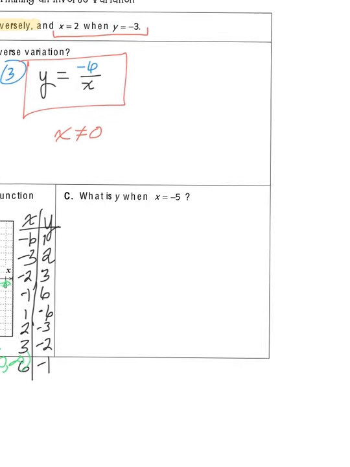The last part is kind of what I was hinting to earlier. It says, what is y when x is negative 5? So you need to take this equation, you must have the general equation, and use that and substitute in this value for x. So I've got y equals negative 6 over x, and instead of x, we're putting in negative 5. So that means that y is going to equal positive 6/5.